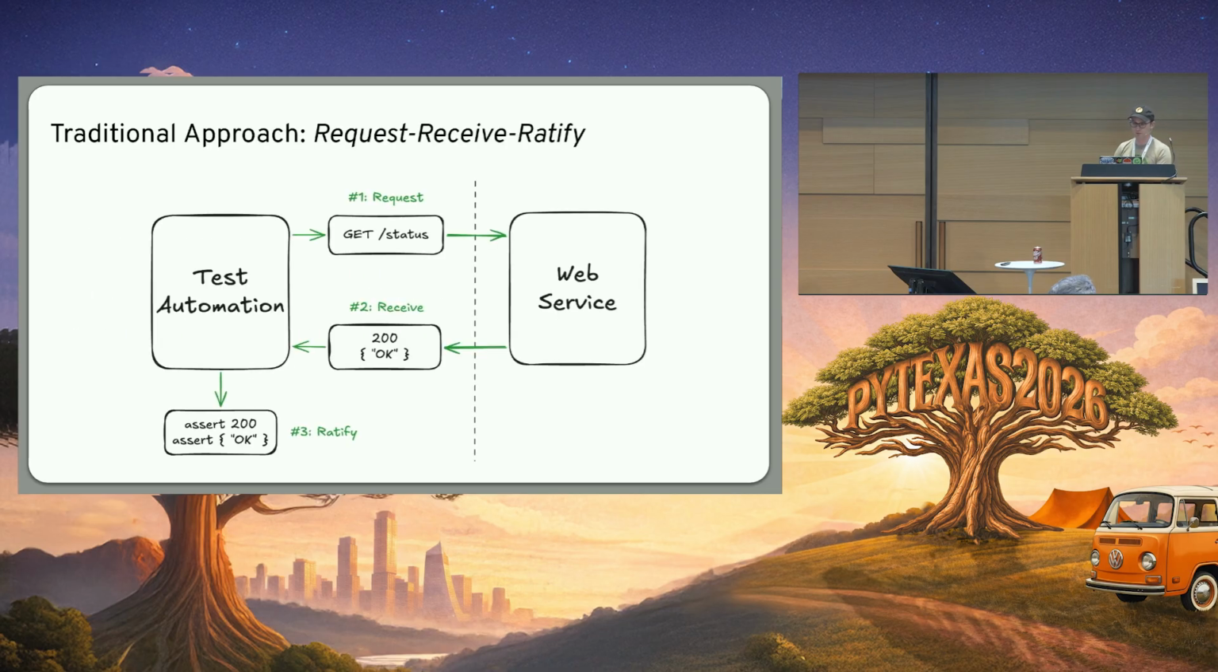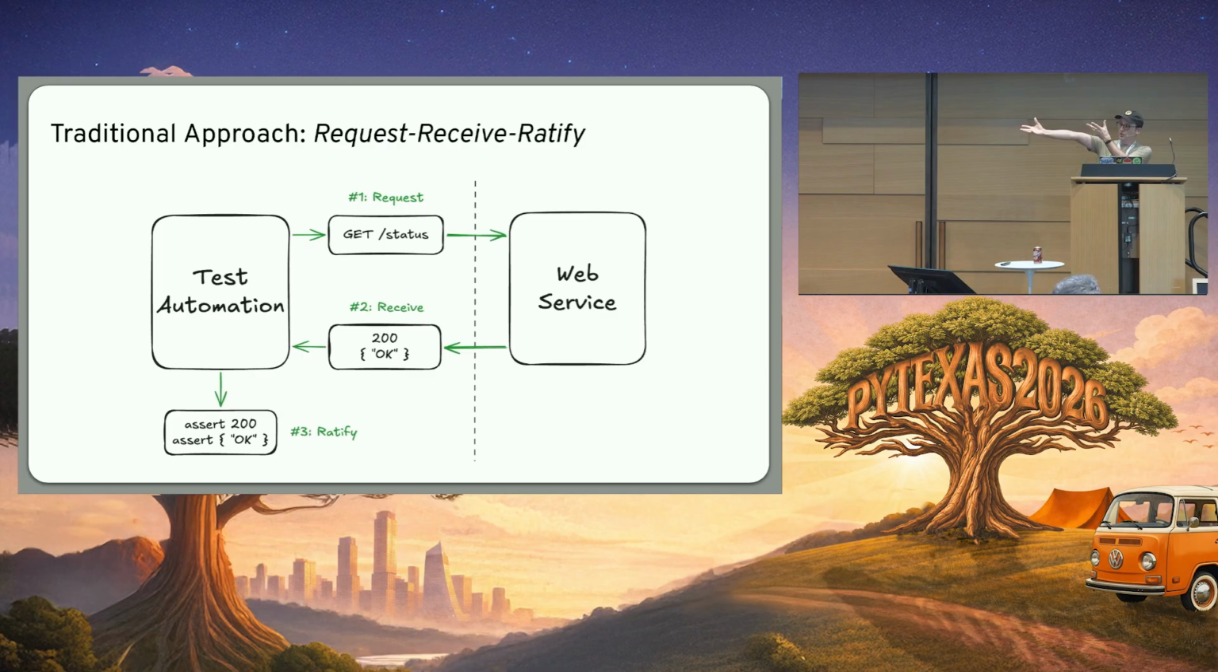Let's unpack this. When we talk about API testing in a traditional sense, what we're talking about is the request, receive, ratify pattern. You can see here a basic diagram of how tests would test APIs. You have your test automation process. It forms some kind of request. Step one, request. Send it out to this web service. The web service, a big old black box, does something with it and spits out a response.